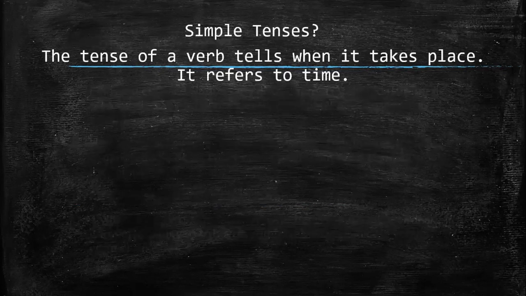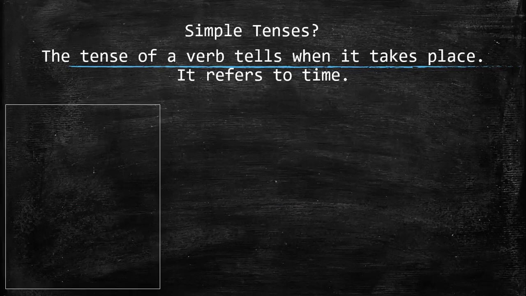So simple tenses, what is that? Okay, so the tense of a verb tells when it takes place. It refers to time. So anytime you hear the word tenses, it has to do with time. And let's cover and discuss that a little bit further.